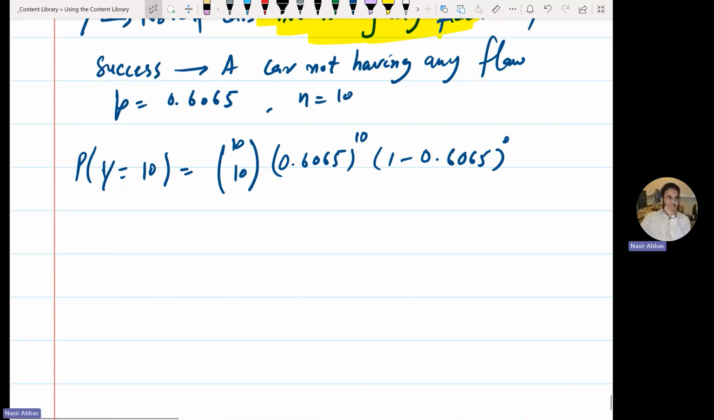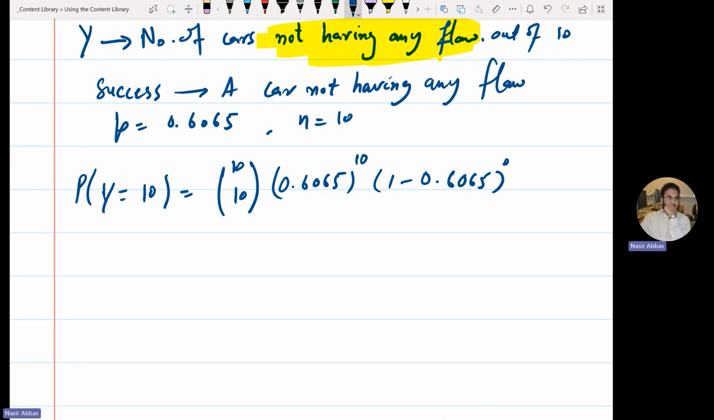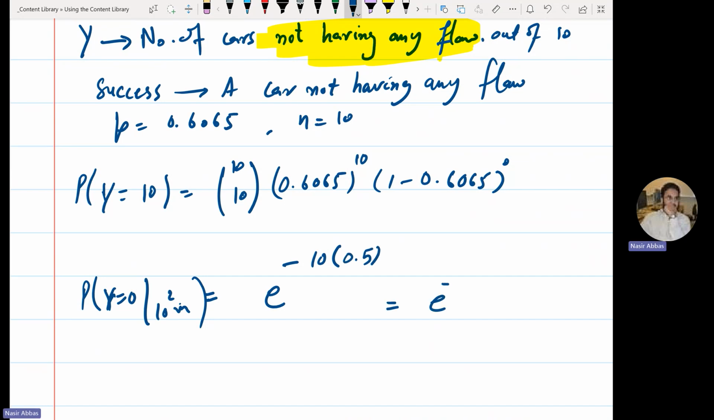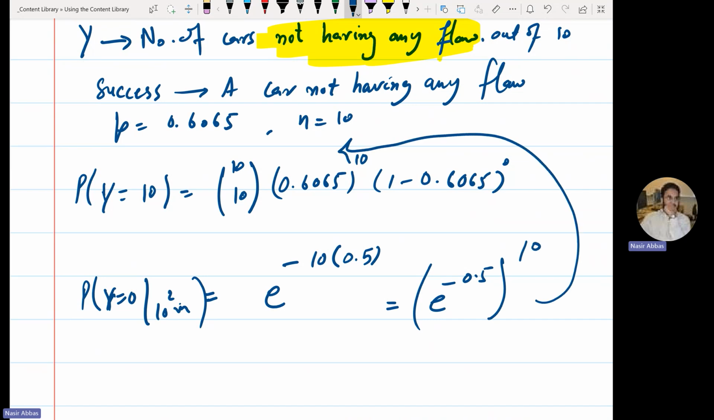For part B, it's 0.6065 to the power 10, right? And the way you are saying, it will be e to the power minus 10 times lambda. What was lambda? 0.5. It is actually e to the power minus 0.5 whole to the power 10, right? Which is actually the same as this one. It will work for part B both ways, but for part C, you must convert it to Y.